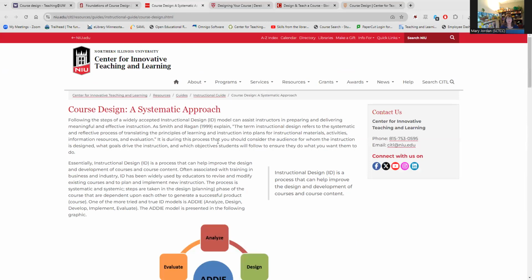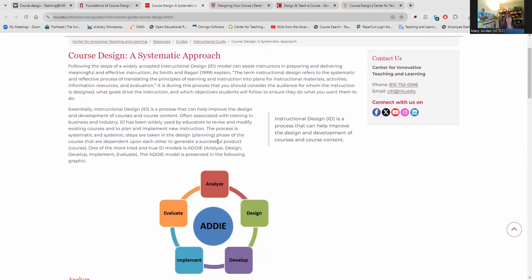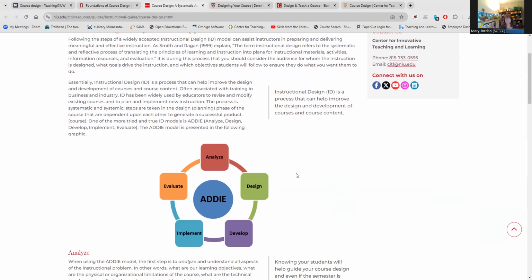Let's look at Northern Illinois. Now, this is a very standard approach. Anytime you talk about doing course design, when you're talking with the fancy people who like to talk about course design in education, they mention the ADDIE model. So this is the ADDIE model. And I'm just mentioning it because, sure, it's kind of a classic for a reason. It's like talking about Bloom's taxonomy. You know it, sure. It's a standard. It's a classic for a reason.